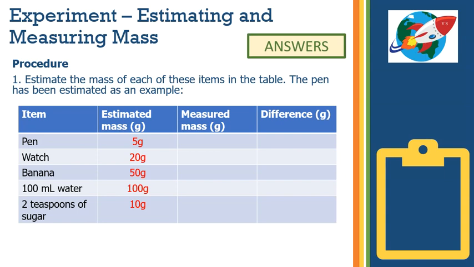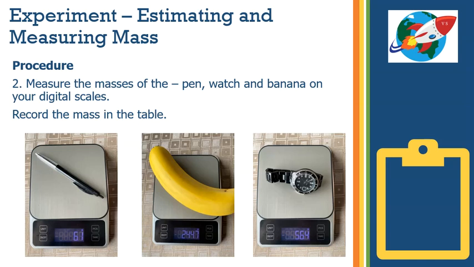Welcome back. As you can see, I've filled in the first column of my table of estimated mass. I've estimated the pen to weigh 5 grams, the watch 20 grams, the banana 50 grams, 100 mils of water 100 grams, and 2 teaspoons of sugar 10 grams. Now we're going into the weighing part of the experiment.